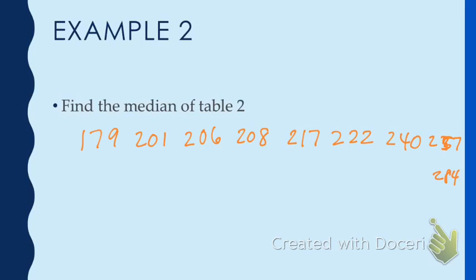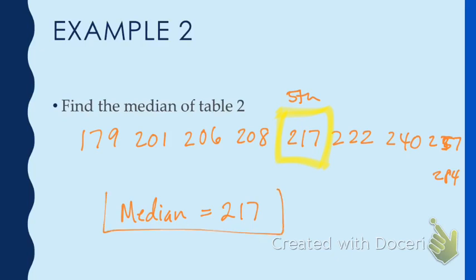Okay, so how many data points are there? 9. There's 9 of them. So is that odd or even? Odd. So it means I'm going to take which one as my median? The 5th one. So 217 is my median. It's the 5th observation. And there's no special symbol for median. So you would just say median equals 217.